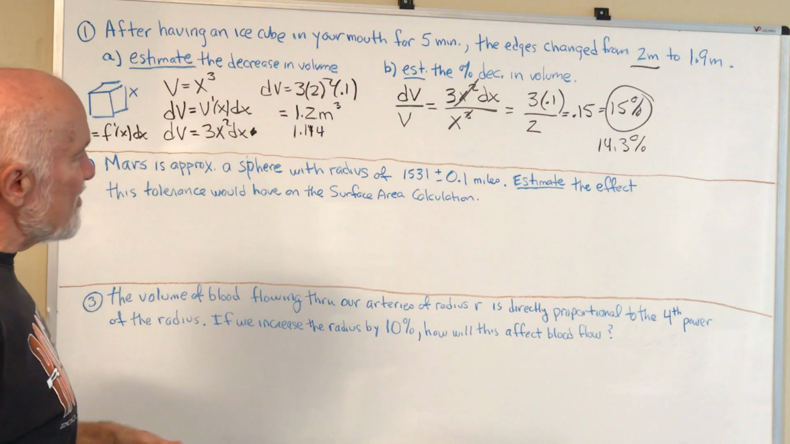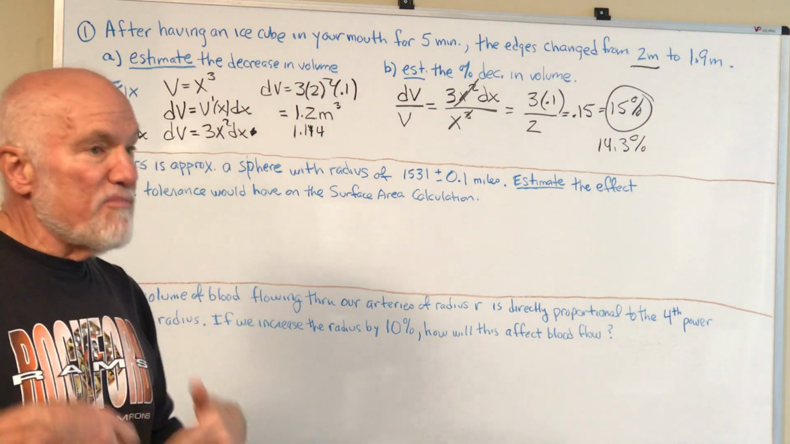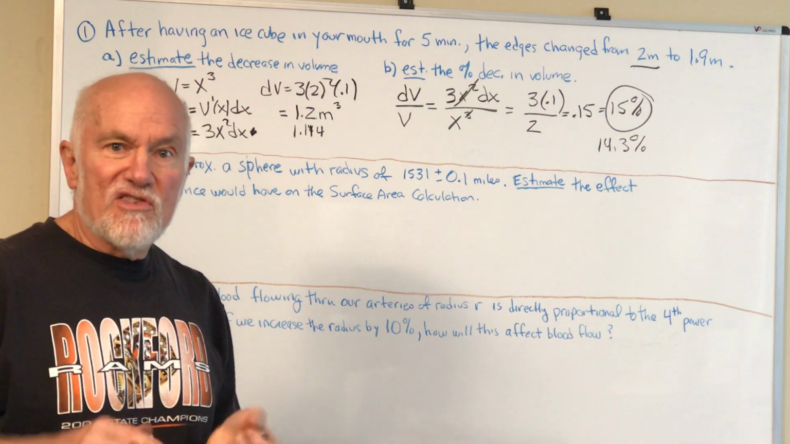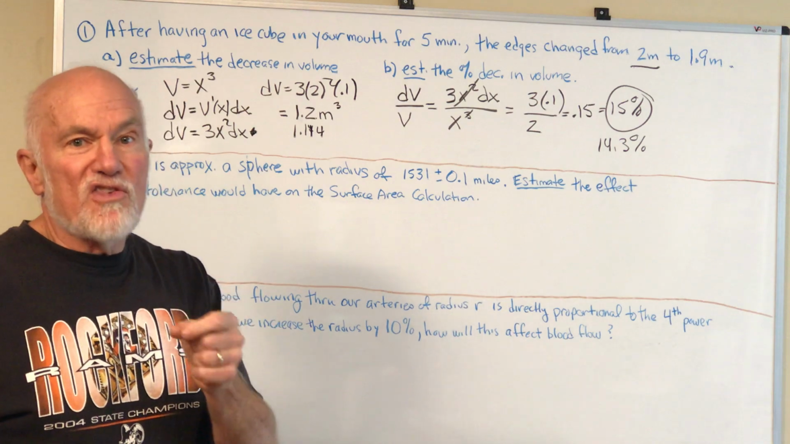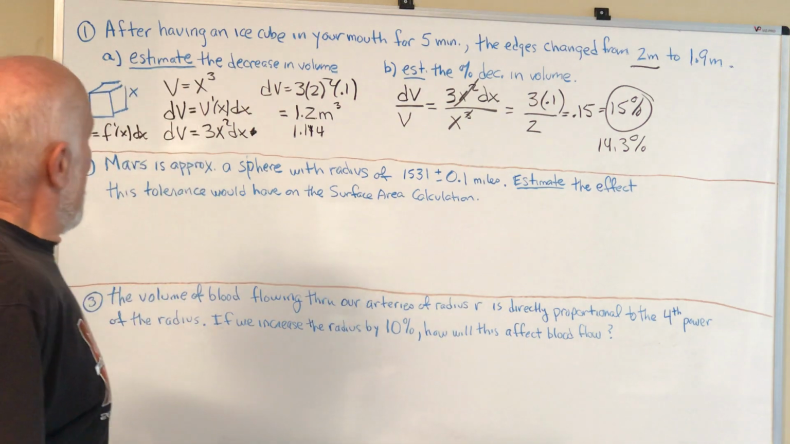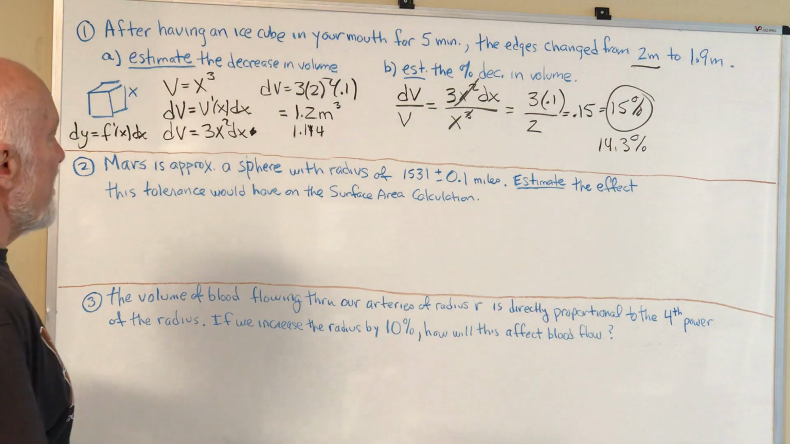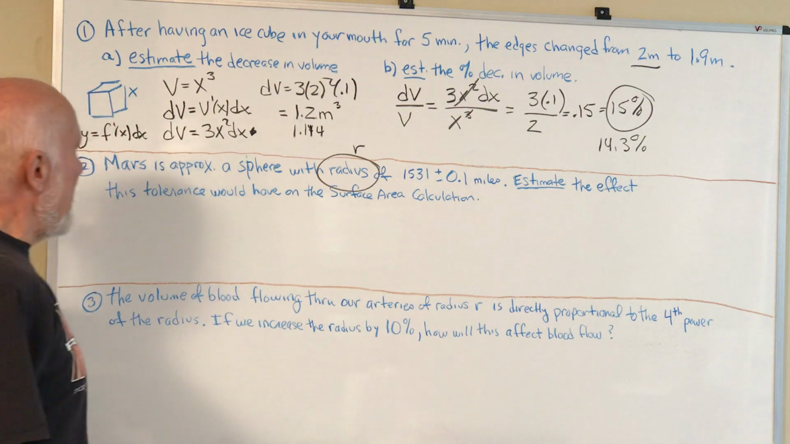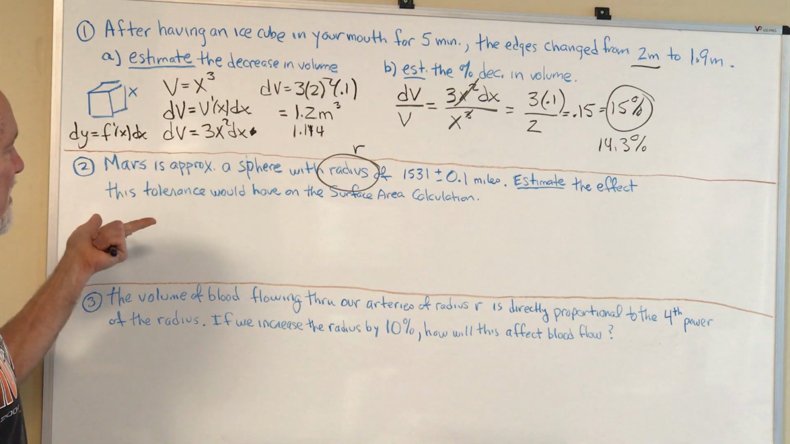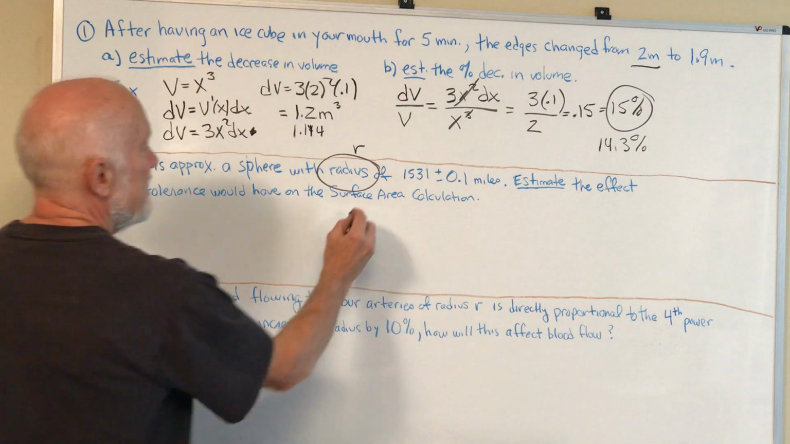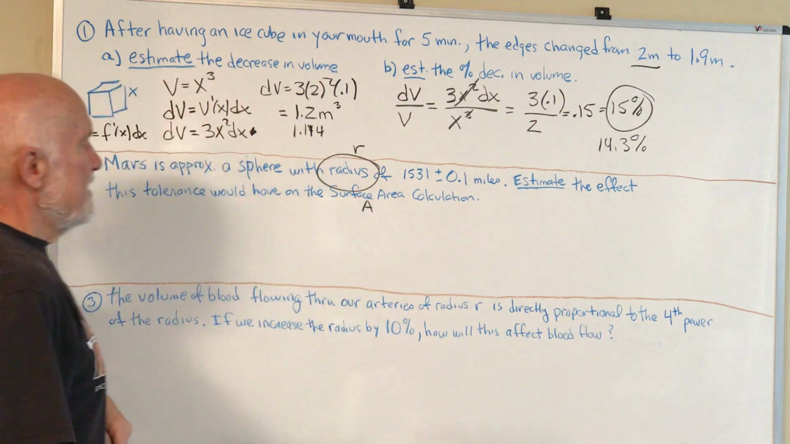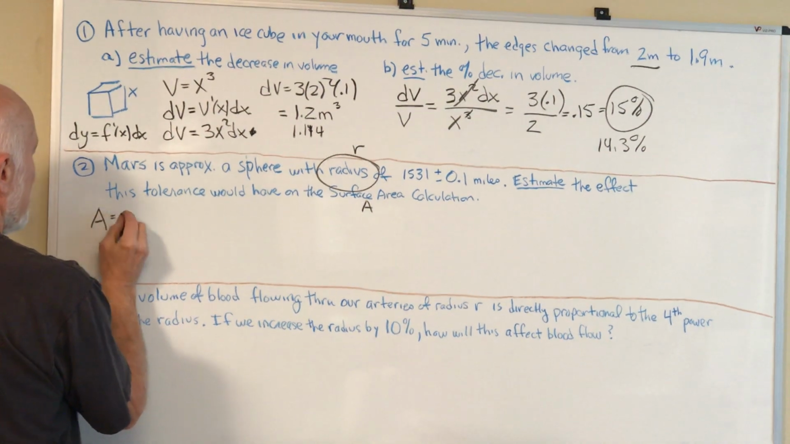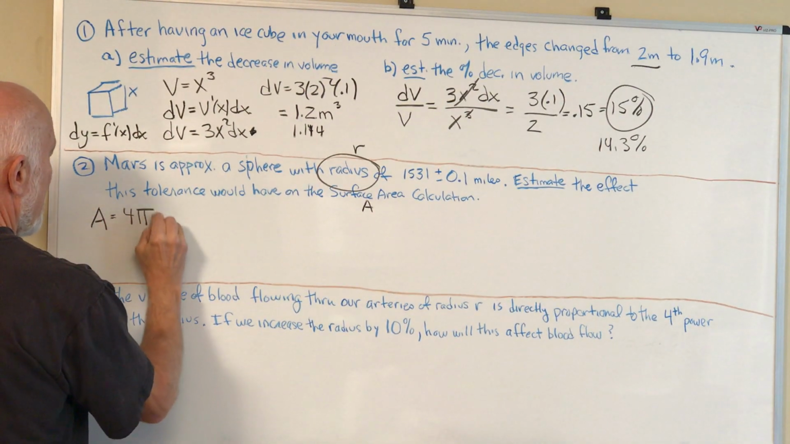So this isn't like we really have a change. The radius of Mars isn't changing, but there's an amount that it's off by. You can think of that as the same thing as a change. So what are our variables here? Well, our independent variable is going to be the radius. The dependent variable, because we're interested in the surface area, we could call A. And if we remember our geometry, the surface area is 4 pi r squared.